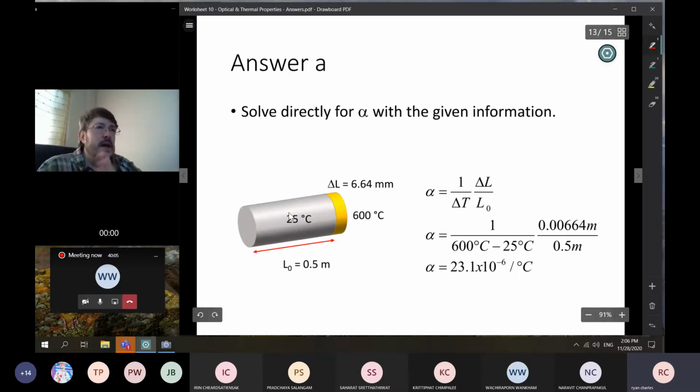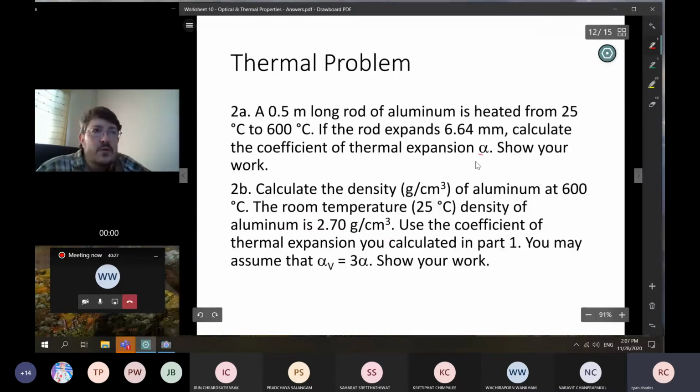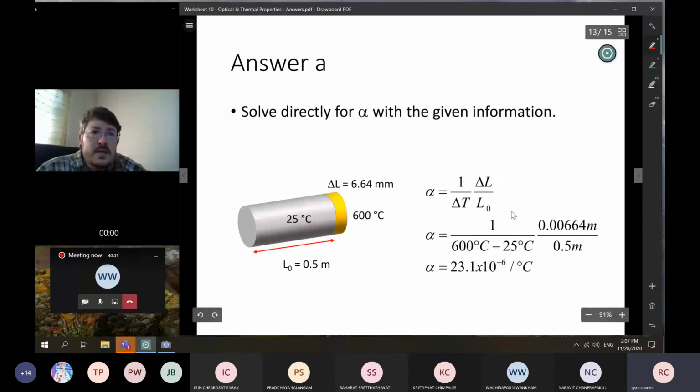All right, so A, solve directly for alpha with the given information. We know that alpha is 1 over delta T times delta L over L naught, right? 1 over, what's delta T? 600 minus 25. What's delta L? It was 6.64 millimeters, right? What was the original length? Half a meter, right? So plug those numbers in.